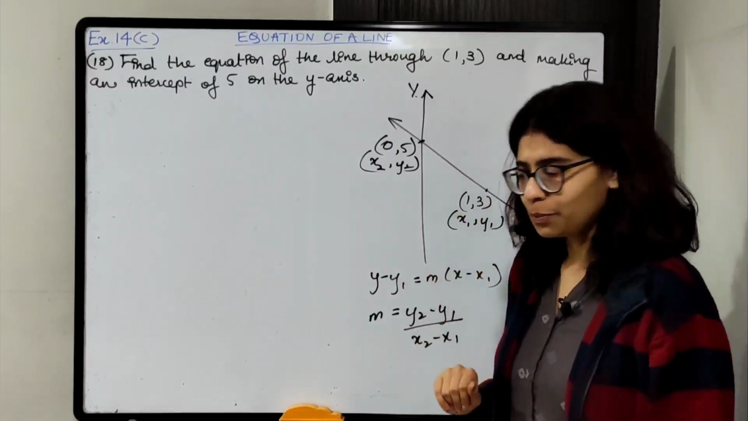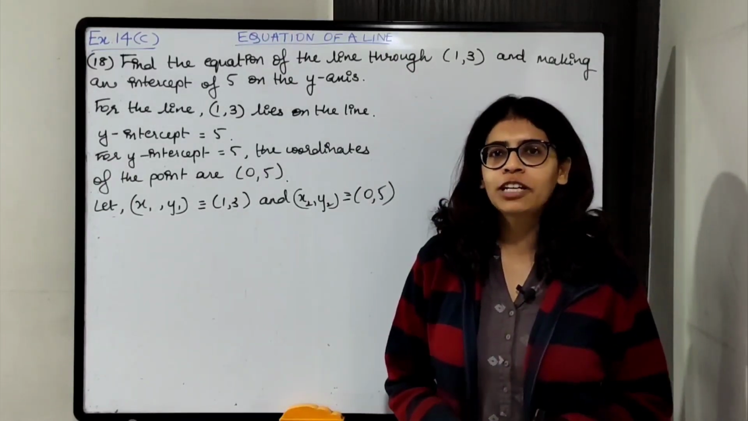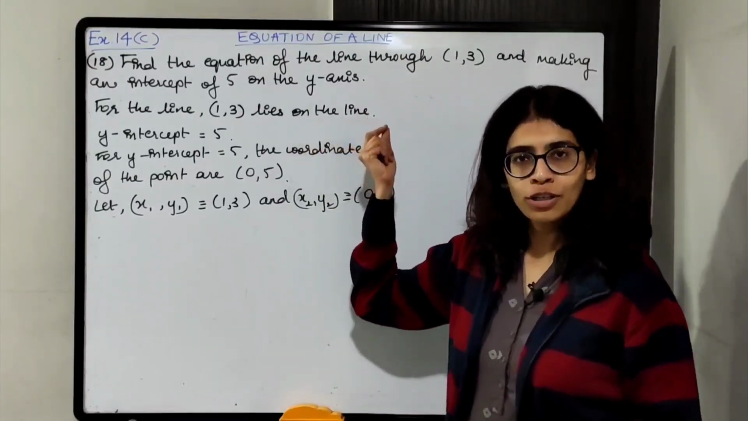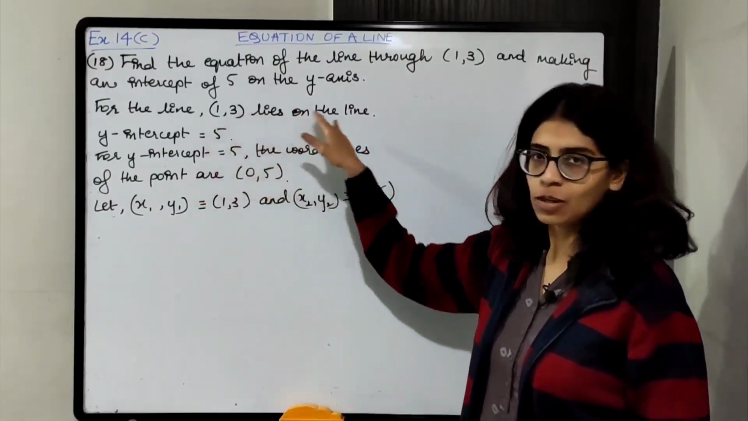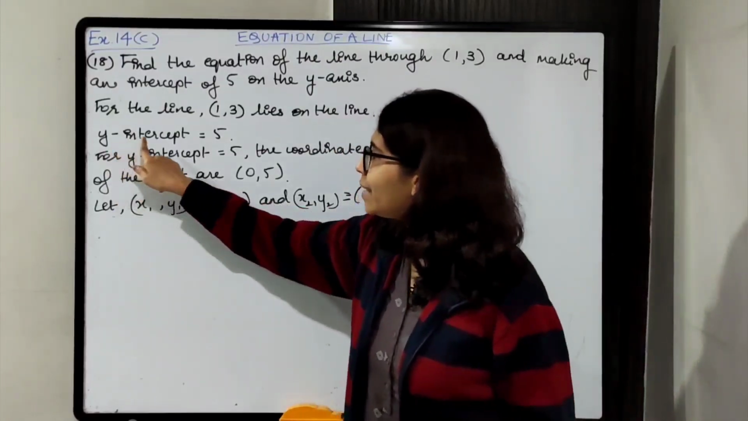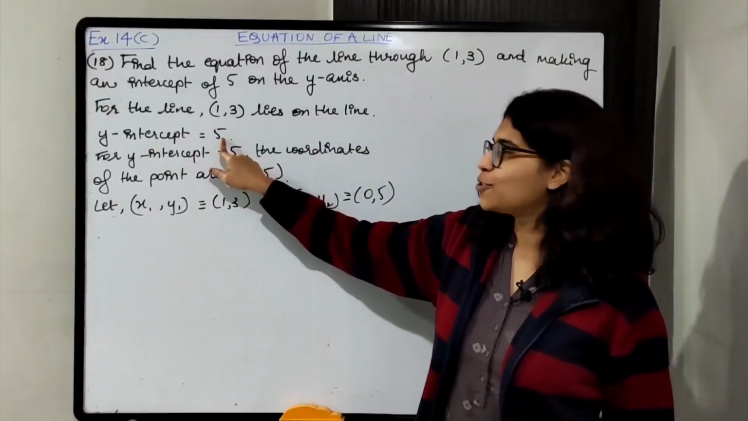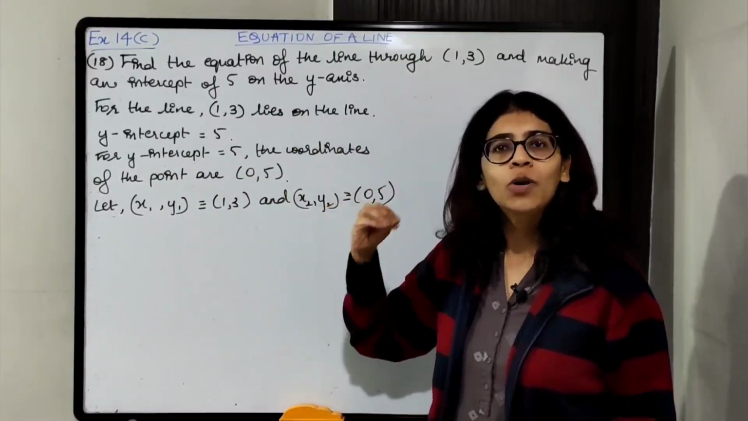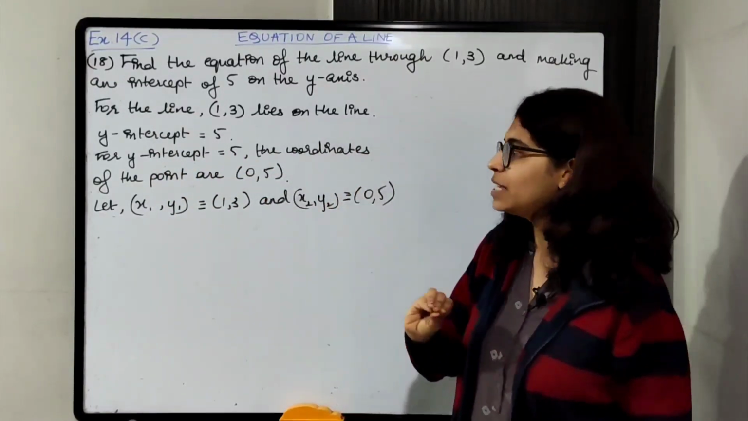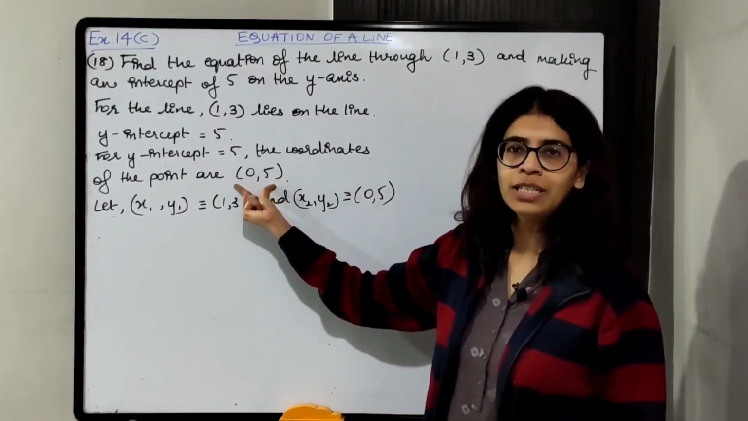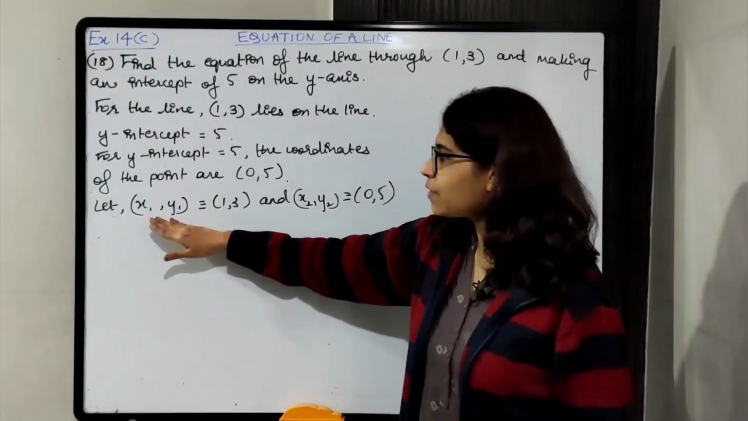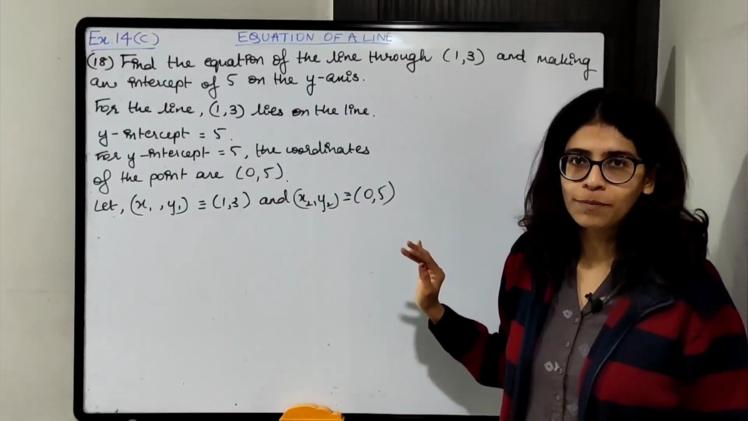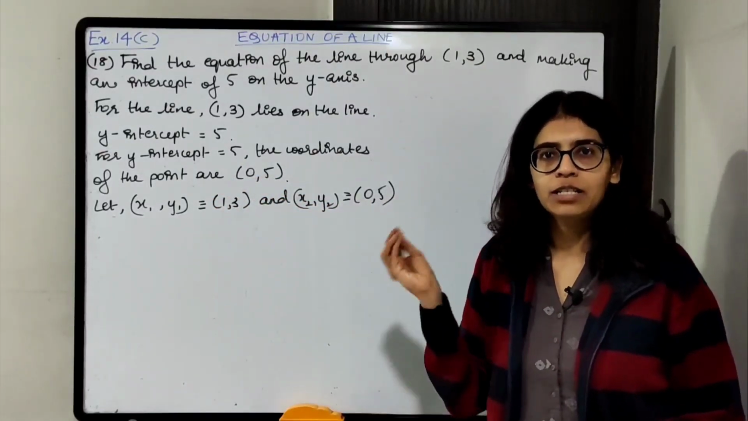So let us solve now. First thing that we have to do is write down a few statements. For the line, (1, 3) lies on it. Write this down. Y-intercept is 5, so for y-intercept 5, the y-coordinate will be 5 and the x-coordinate will be 0. So (0, 5) are the coordinates. x1, y1 we have taken as (1, 3) and x2, y2 as (0, 5). First thing that we'll do is find the slope.